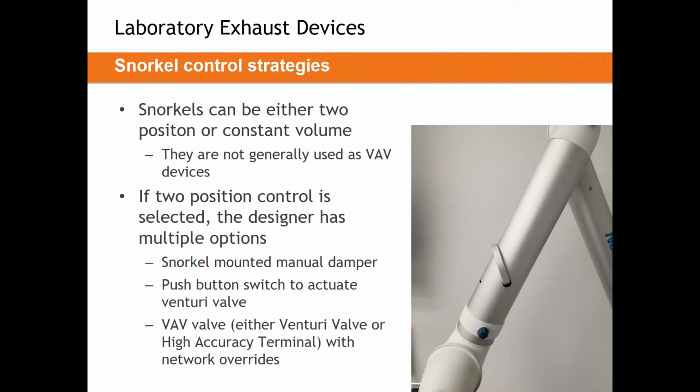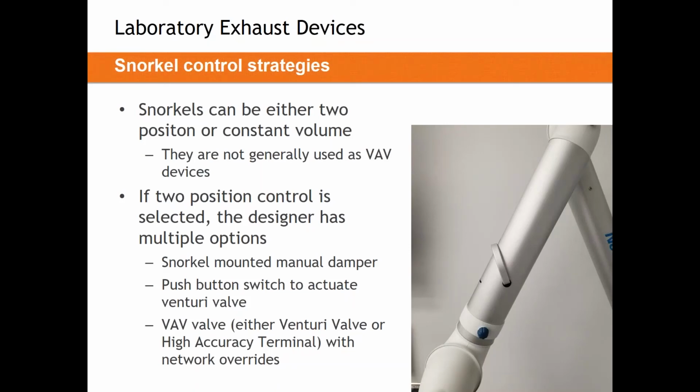The other option, generally, is a two-position style of control. Two-position is a perfectly acceptable way to control a snorkel, but it introduces complexity, which is okay. It just needs to be dealt with in design. The reason it introduces complexity is the two-position is unclear. Where is that two-position provided is the real question we have to ask.